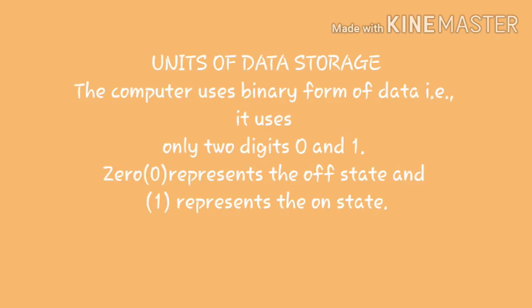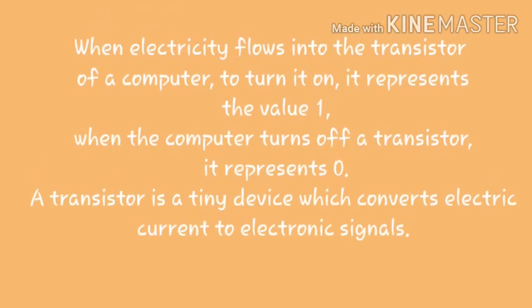Units of data storage. The computer works with a binary form of data, that is, it uses only two digits, 0 and 1. 0 represents the off state and 1 represents the on state of the computer. When electricity flows into the transistor of a computer to turn it on, it represents the value 1. And when the computer turns off a transistor, it represents 0. So what is a transistor? It is a tiny device which converts electric current to electronic signals.